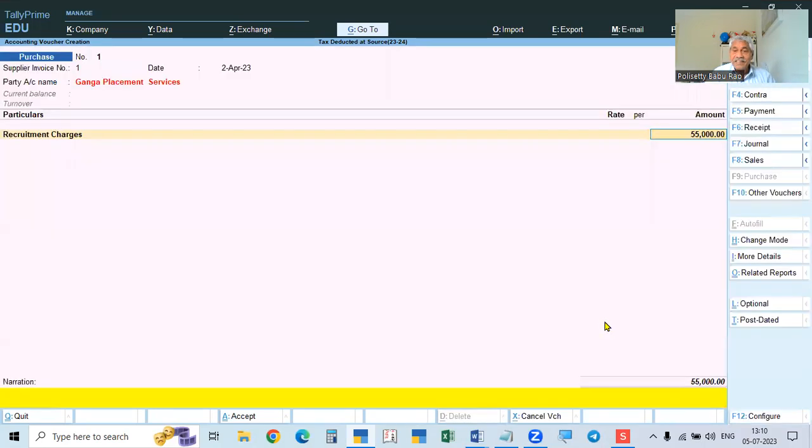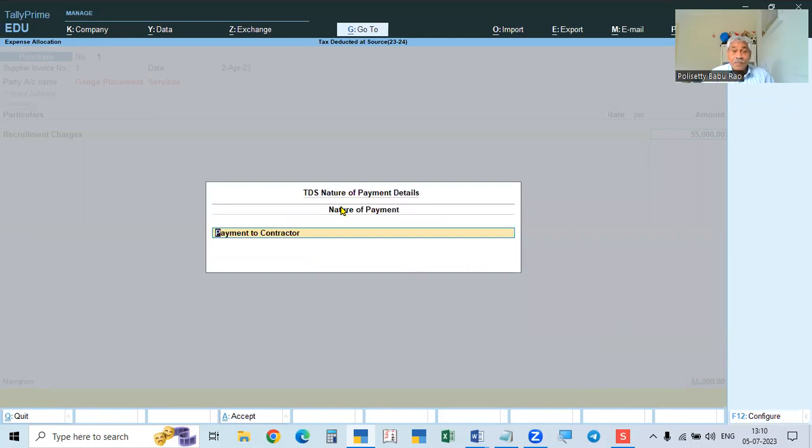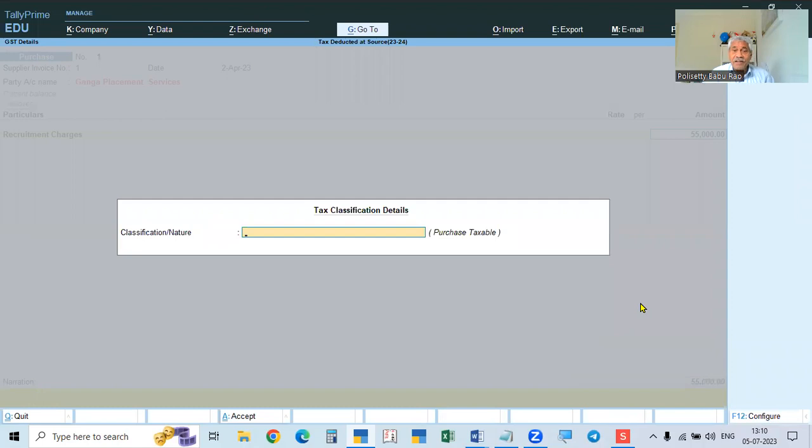If you do that and then enter, it will first show the TDS nature of payment, payment to contractor or any other. And next one, tax classification, interstate or intrastate. So now we enter, see, TDS nature of payment, payment to contractor. It is confirming. Next one, it is saying purchase taxable. Purchase means same state. Otherwise, interstate purchase it will show. Same state, it is taxable.